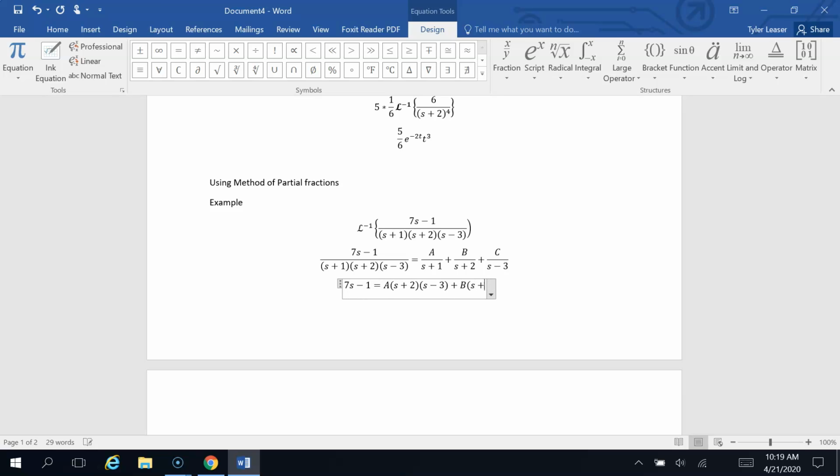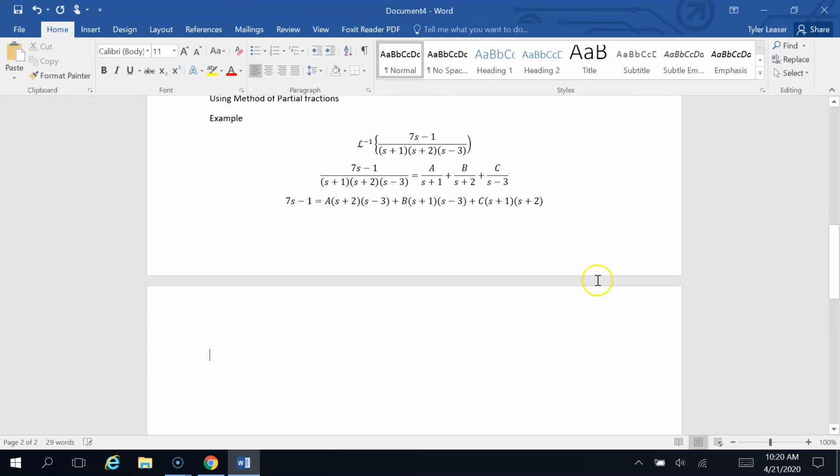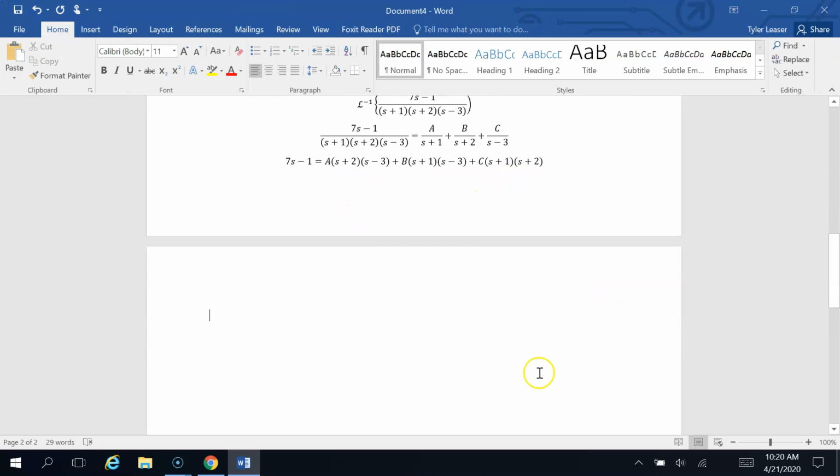Plus for the b, we're going to have the s plus 1 and the s minus 3. Plus the c, we're going to have the s plus 1 and the s plus 2. All right, so that's just multiplying both sides by this common denominator, s plus 1, s plus 2, s minus 3. All right, so you could multiply all this stuff out and do it that way.